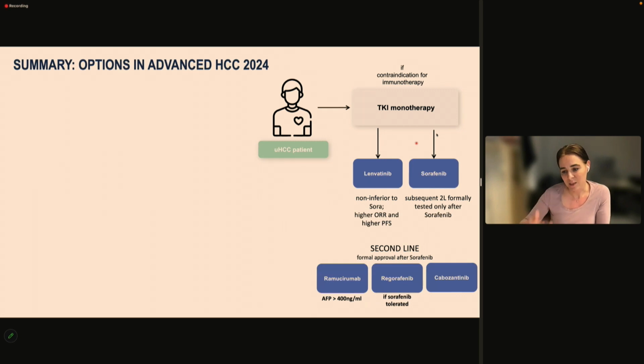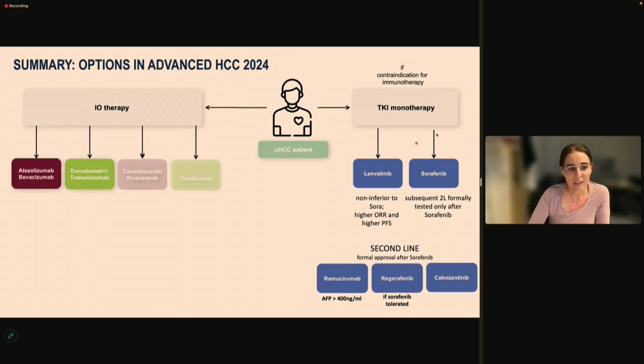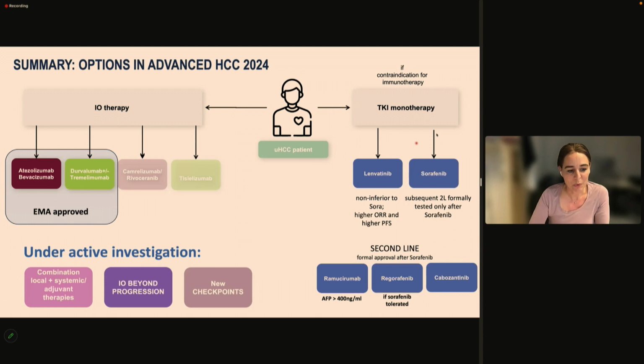And then the second line, again, is not the topic today, but we have these 3 approvals: ramucirumab, regorafenib, and cabozantinib. And immunotherapy has evolved as the new standard of care with the 2 options, atezolizumab-bevacizumab or durvalumab-tremelimumab, most recently also durvalumab as monotherapy. These have been EMA approved and also FDA approved.